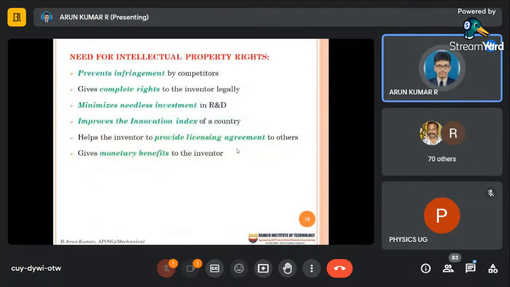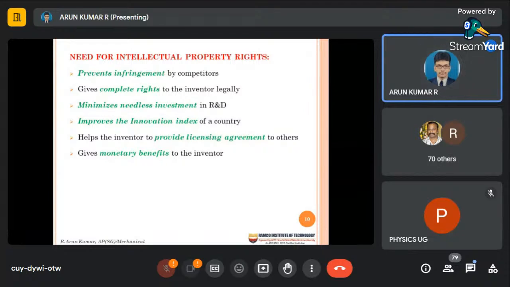So, as I told in the beginning, we people are talking a lot about intellectual property rights in the past 8 to 10 years, and that too more specifically in academia. What is the need? Why do we have to talk about this intellectual property? There are various needs. I have confined all those needs into 6 points here. Now I will list out and explain what all those needs of intellectual property are.